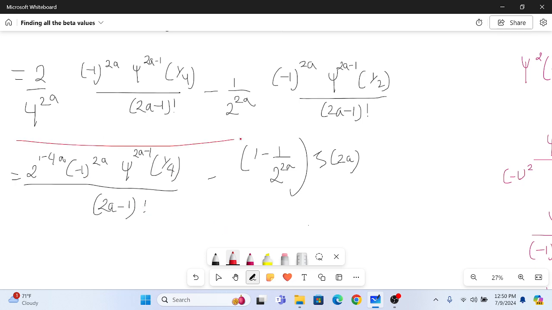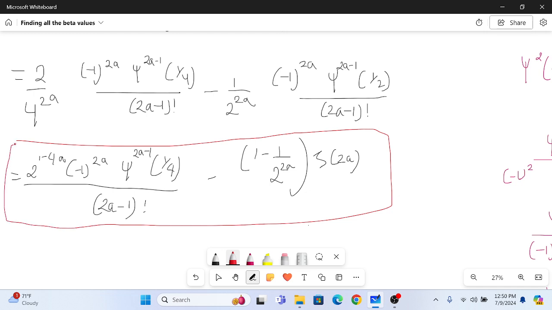Okay, this is the formula. Minus 1 to the power 2a is just normal one, so I can actually erase this out. This won't really matter. Yes. Okay, so now this is the formula. Now let's use this formula to find all the even values of beta function. Yes, and also the Catalan's constant as well.